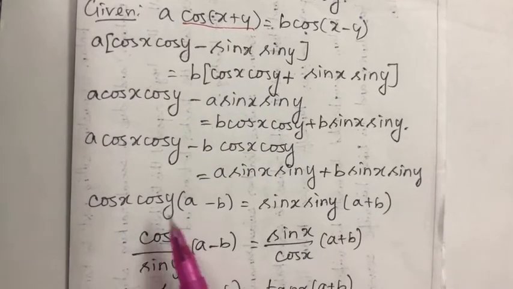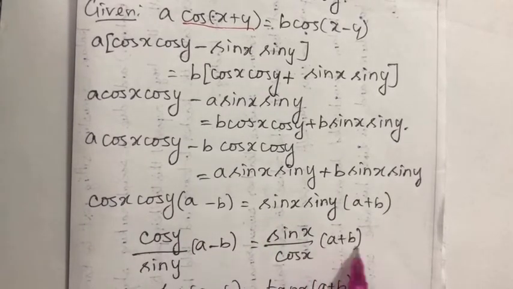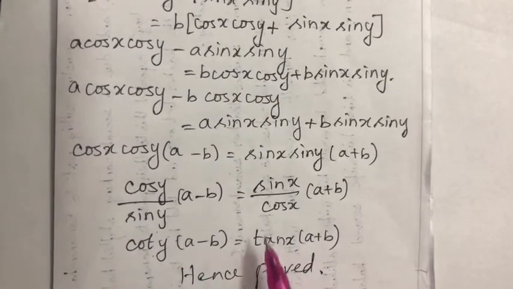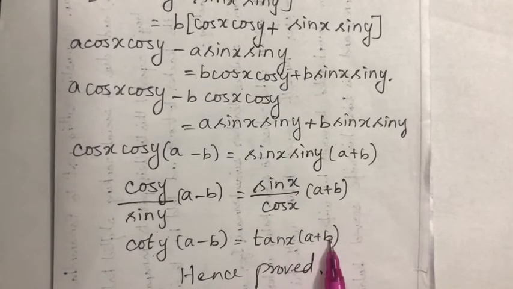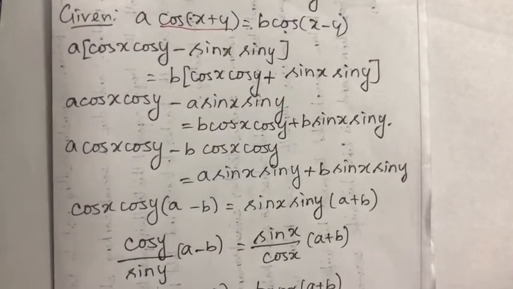So cos y by sin y into (a − b) equal to sin x by cos x into (a + b). Cos y by sin y is cot y into (a − b), that's equal to sin x by cos x, that is tan x into (a + b). That's what we have to prove, and hence we have proved the result.